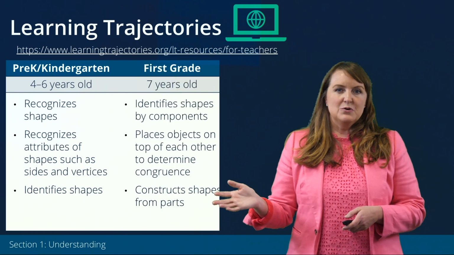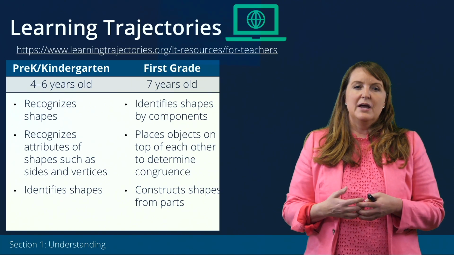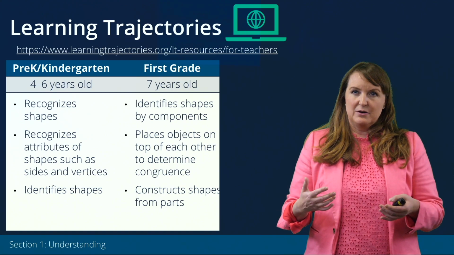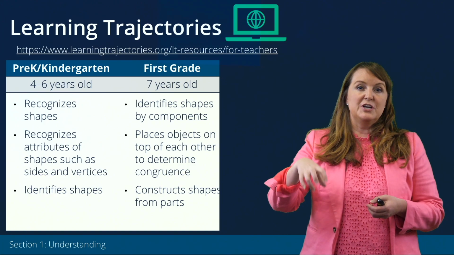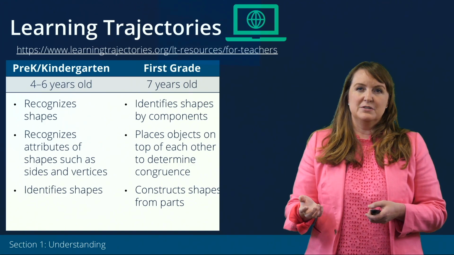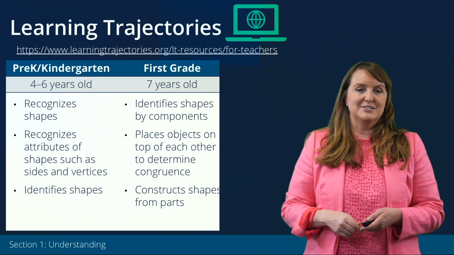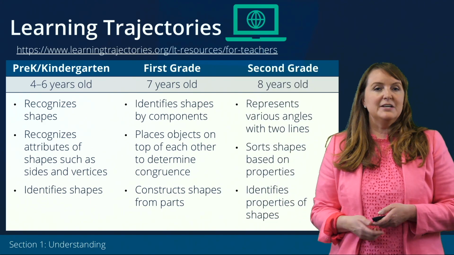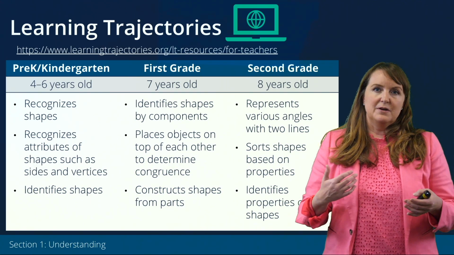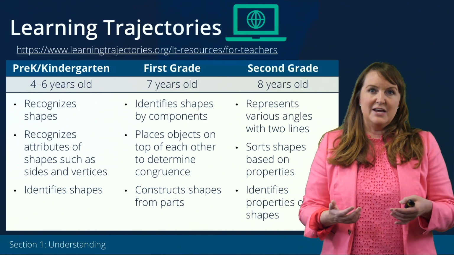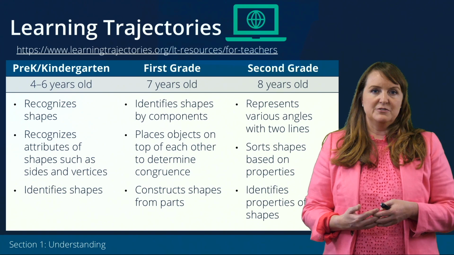As students move into first grade, when they're approximately 6, 7 years old, they should be able to identify shapes by their components. They should be able to place objects on top of each other to determine shape congruence, whether shapes are the same or different. And they should be able to construct shapes from different parts. We'll get into that in section 2. And then finally, as we move to second grade, students are now 7, 8, 9 years old. They should be able to represent various angles, sort shapes based on properties, and identify the properties of shapes.